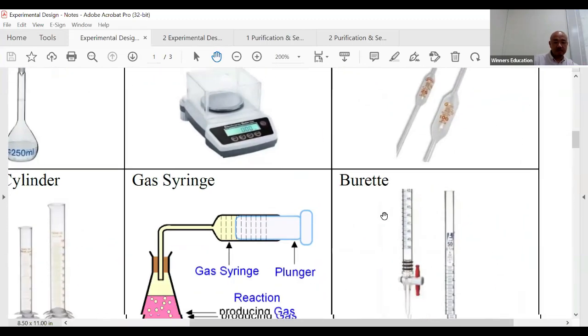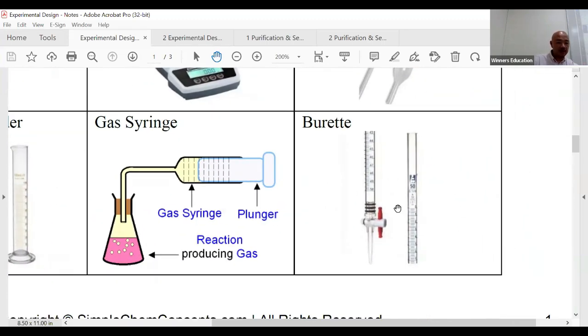How does a burette look? It looks like this. All right? Whereby there's a tap and the graduation over here. So when you release the tap, it will keep dripping down. All right?